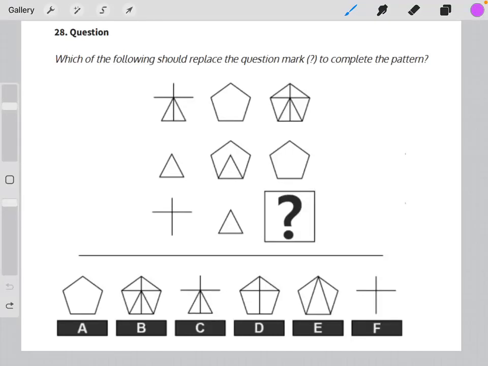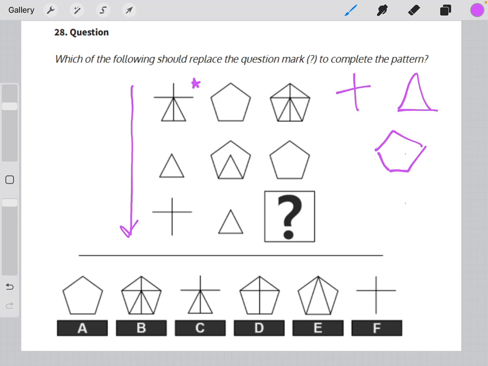This is a building block matrix with patterns of logic both in the columns and the rows, so I'm going to show you both. Let's start with our columns. From top to bottom, we're dealing with 3 different shapes across this matrix: a cross, a triangle, and a pentagon. So in the first element of our first column, we have a triangle and a cross.